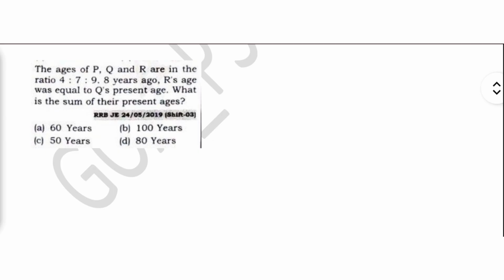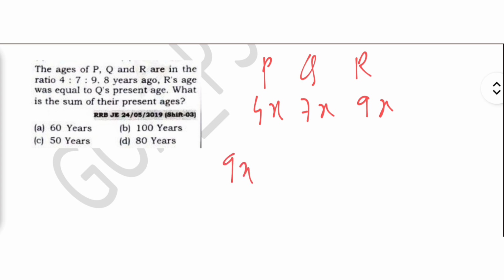8 years ago R's age was equal to Q's present age. There are 3 people P, Q and R in the ratio 4x, 7x and 9x. Just for our solving purpose, we consider this as x now. We are given 8 years ago. 8 years ago, 9x is the present age of R, so he will be 9x minus 8. It was equal to Q's present age. What is Q's present age?